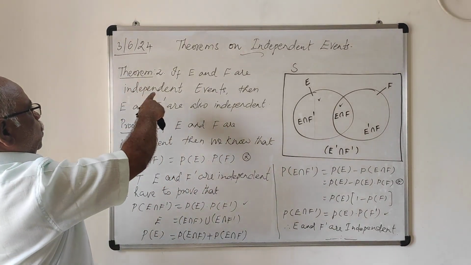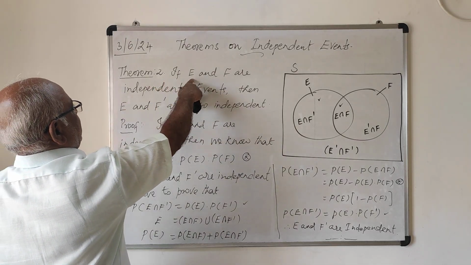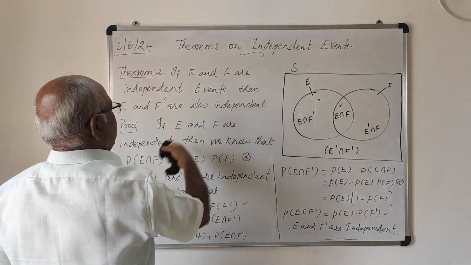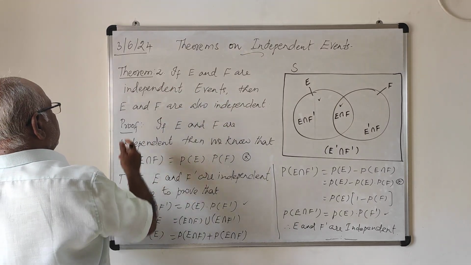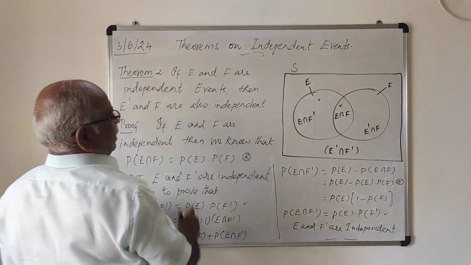Now the next theorem, theorem 2, is: if E and F are independent events, then we have to prove that E dash and F are independent.